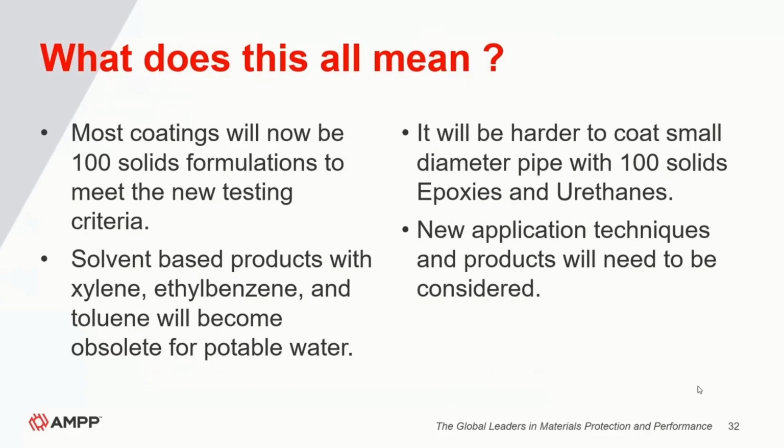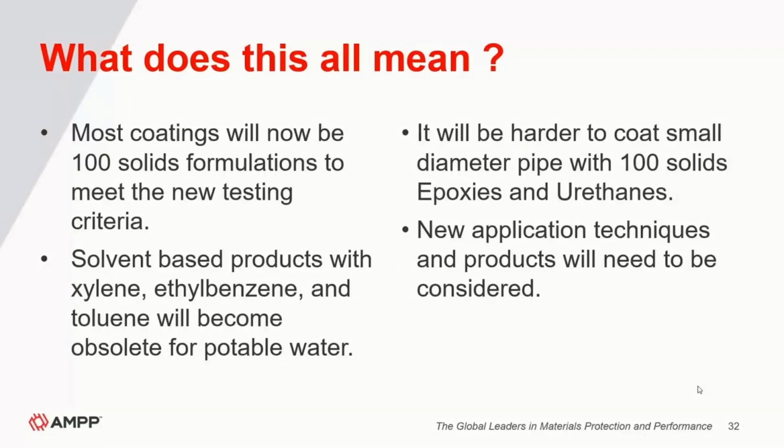New application techniques and products will need to be considered as well. Solvent-based products with xylene, ethylbenzene, and toluene will become obsolete for potable water. So any of those old products that might have been 70% solids, 80% solids that were easy to use, multiple passes, you might do in 2, 3 coats and could do small diameter pipe, is now going to be very much harder to do with 100% solids products, such as epoxies and urethanes.